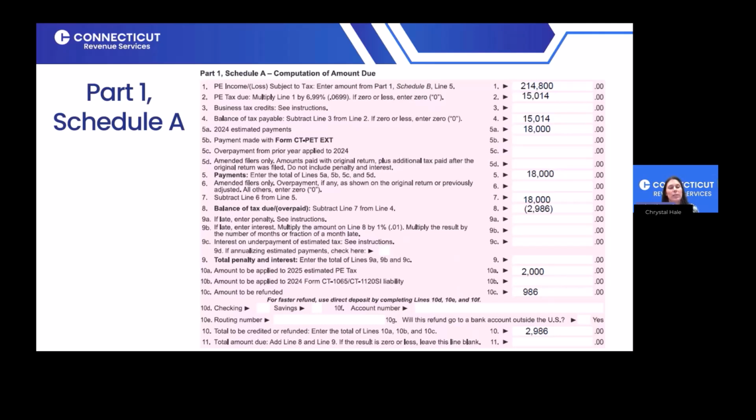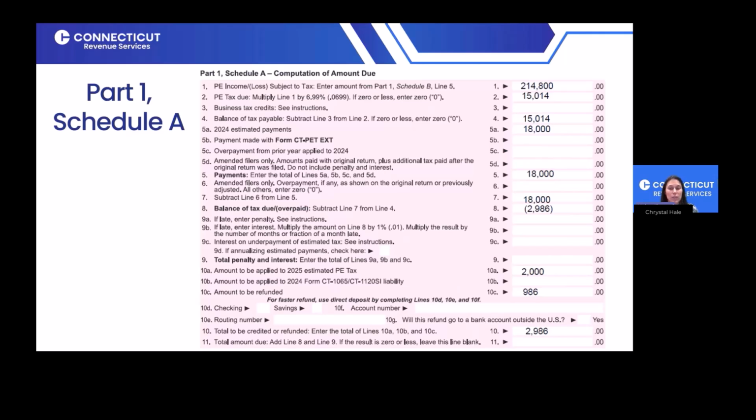And lastly, of Form CTPET, we'll complete Part 1 Schedule A. We're going to take our PE income subject to tax from our Part 1 Schedule B, multiply that by 6.99%, which should tie to our Part 1 Schedule D tax calculation. We have $18,000 of estimated payments made, as you can see on line 5A. This results in an overpayment of $2,986.